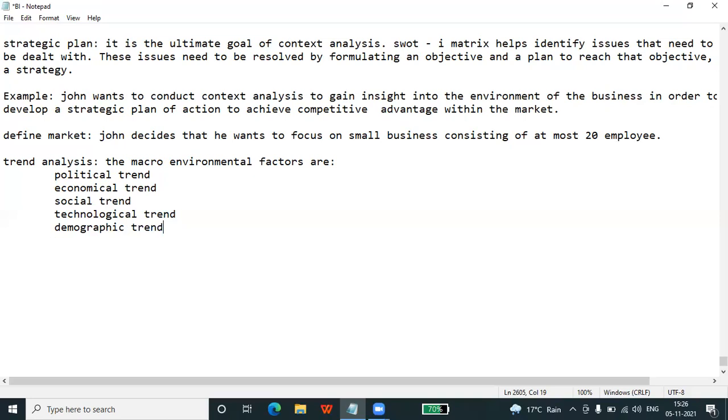Political trend means intellectual property rights. Economic trend means economic growth. Social trend means reduced operational costs and ease of conducting business administration. Technological trend means software suites and web applications. Demographic trend means an increase in the graduates of IT-related studies.